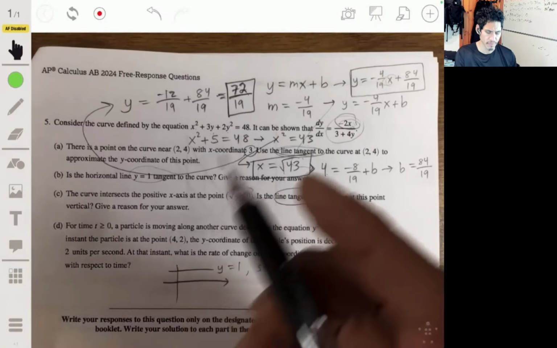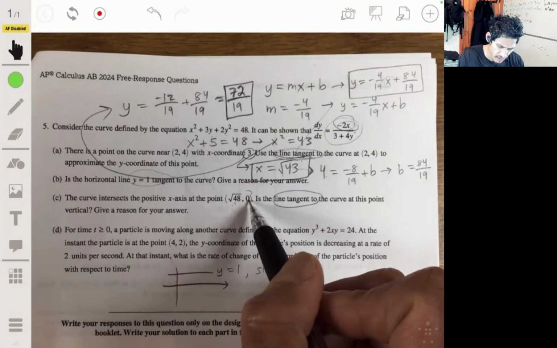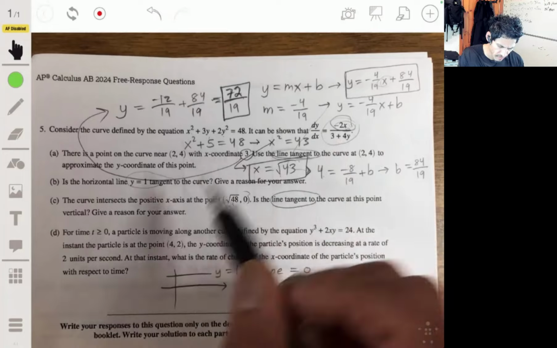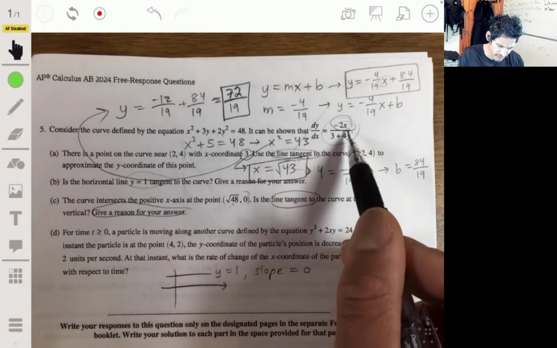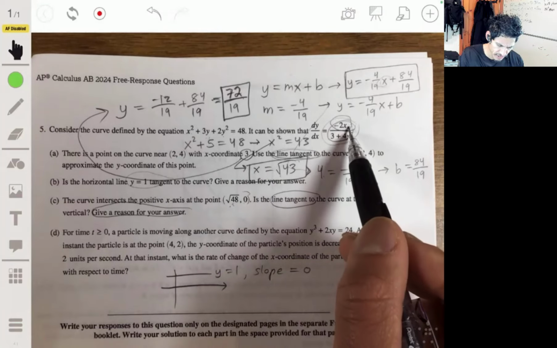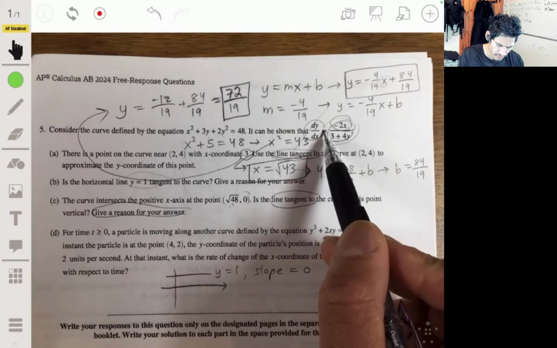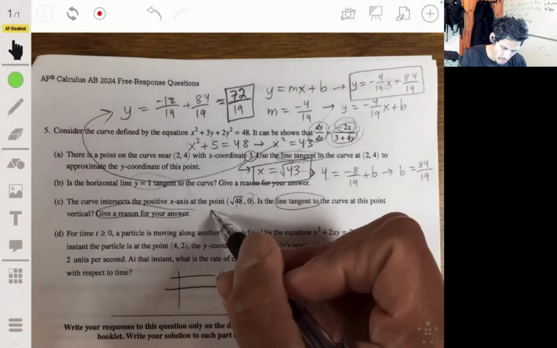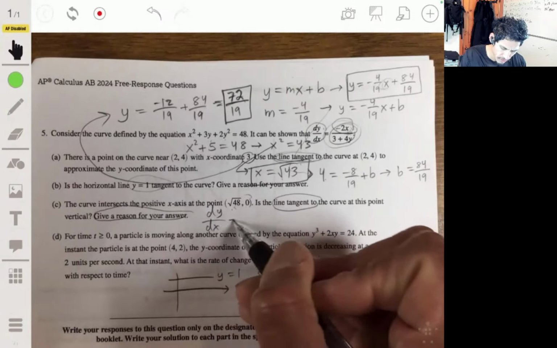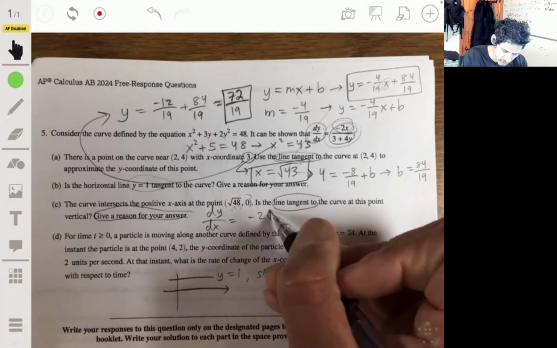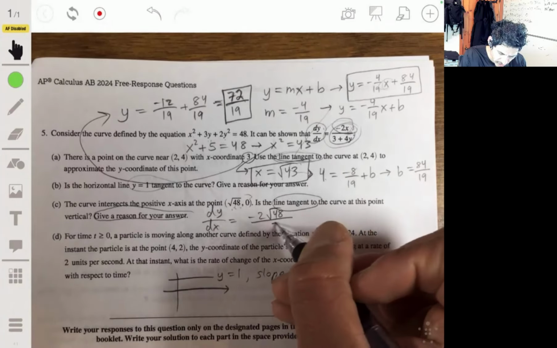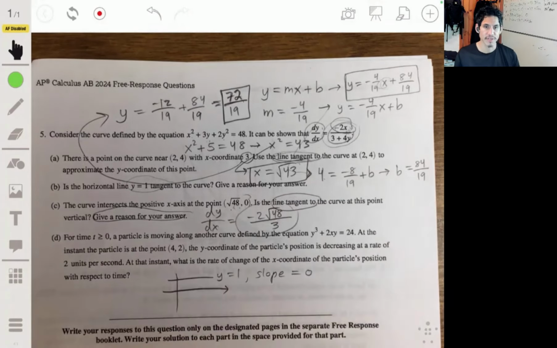So you could plug this in to here, and you just wouldn't get that. I mean, you just have to basically show that and say that, because again, you're looking at this derivative. The derivative, when it's vertical, is going towards infinity. If you plug in square root of 48 for x, you're going to get -2 square root of 48 over 3, and this is not going to be infinity.